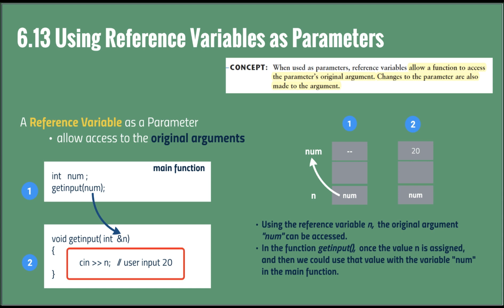When we take the user input with the parameter named n, if we assume the user input is 20, 20 will be stored in the memory space of the variable num in the main function.